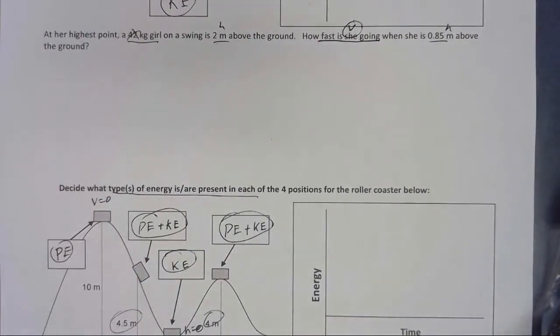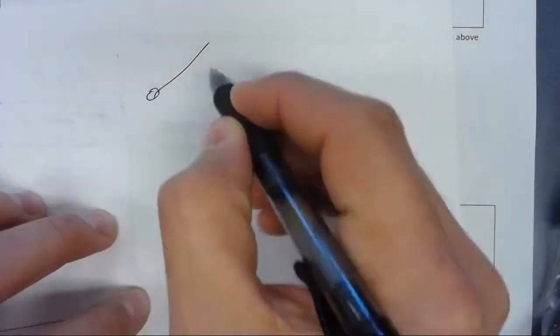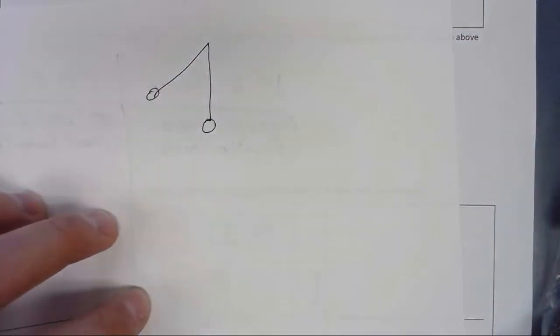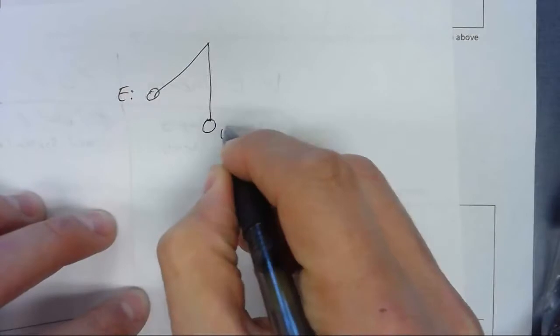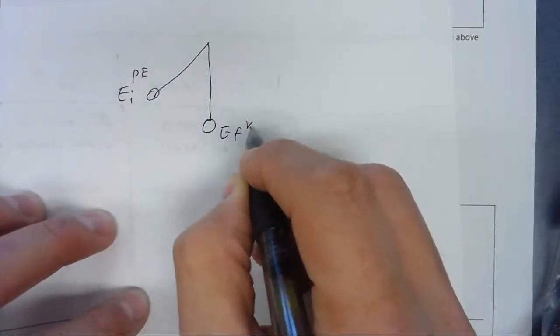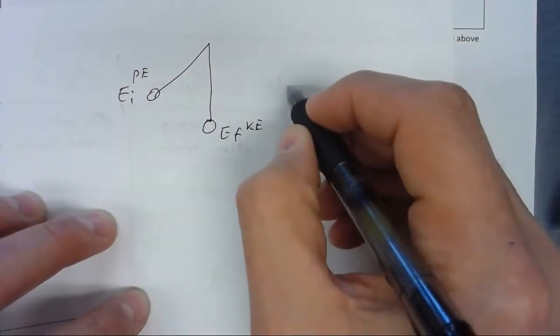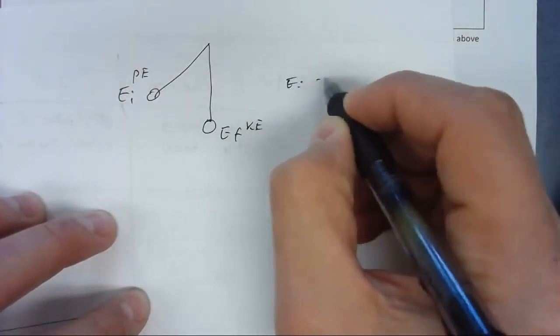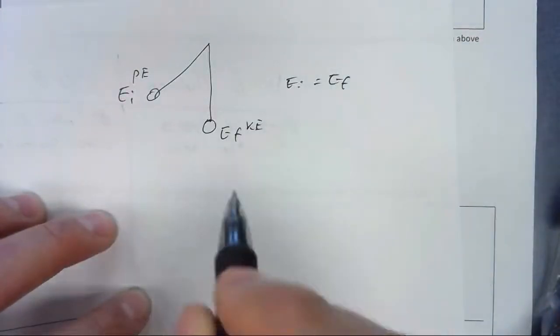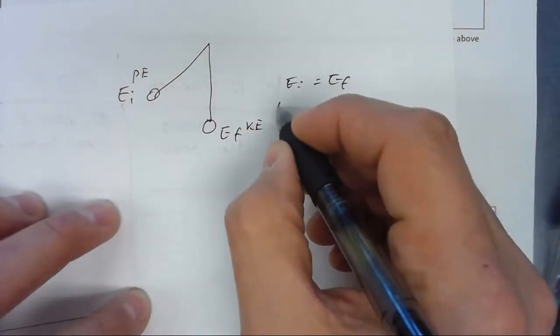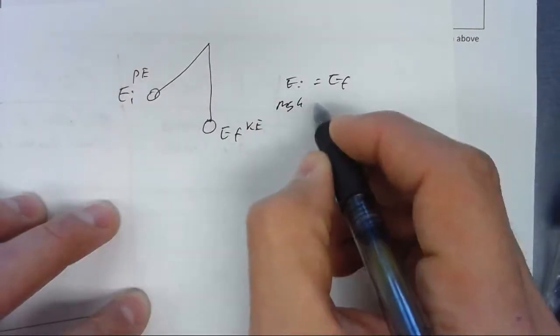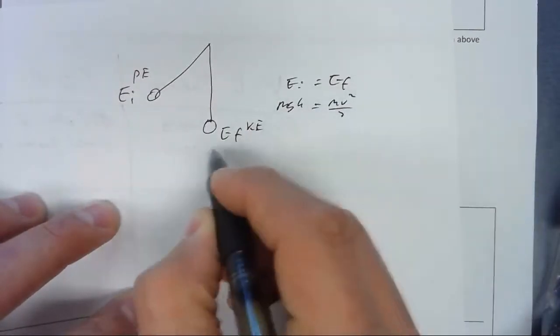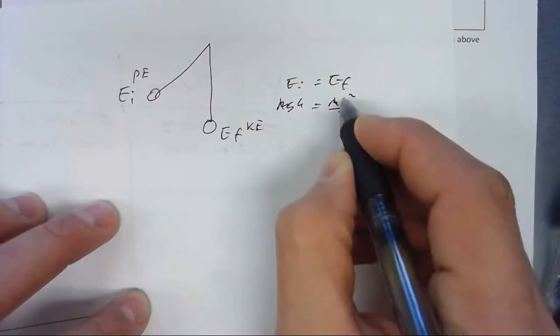But before I draw the correct picture, I actually want to show you what the incorrect picture would look like. Many people would draw a picture that looks like this, and they would say, this is EI, this is EF, and they would reason that it's potential energy at the top, kinetic energy at the bottom. Then when we write down EI equals EF, again, don't write this because it's not correct, they will say that mgh at the top equals mv squared over 2 at the bottom. Get rid of the mass, solve for the speed.